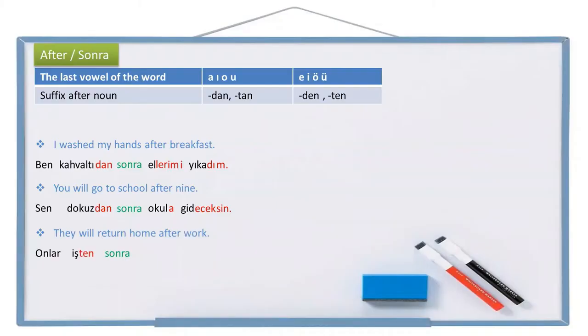Let's continue. Will return. Home. Home is ev. But in Turkish, we don't say return home. We say return to home. So I need a dative suffix here. To home, eve. Return, dön. Will return, dönecek. They will return, dönecekler. They will return home after work. Onlar işten sonra eve dönecekler.